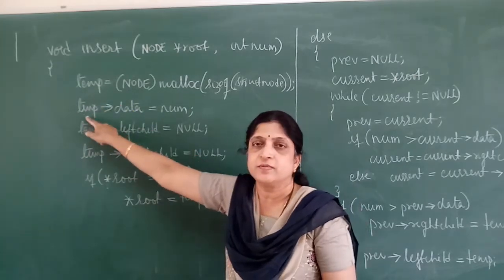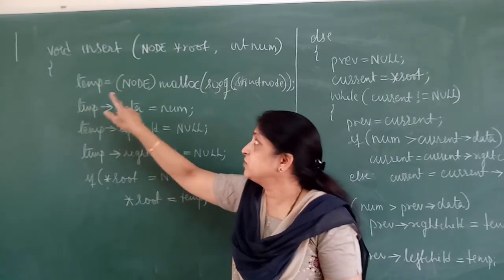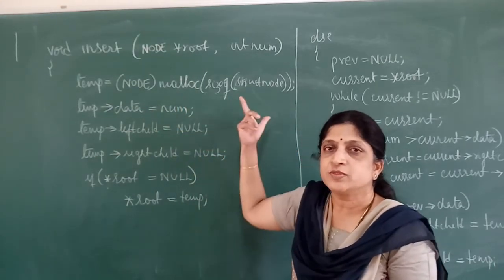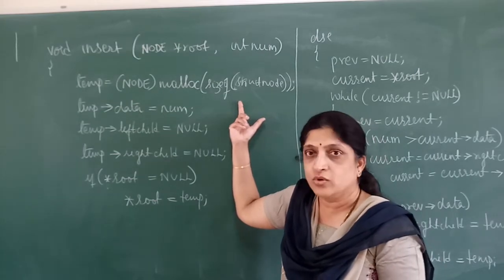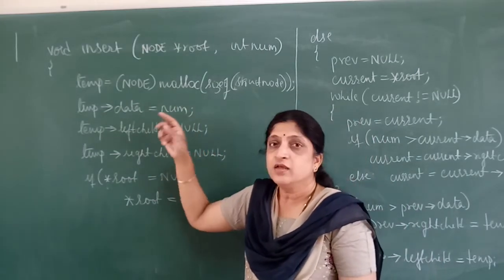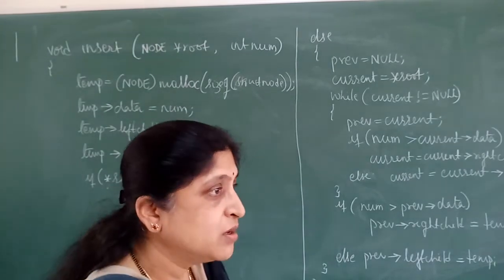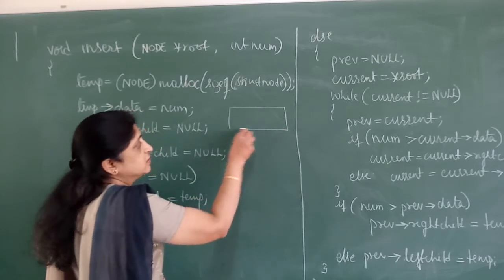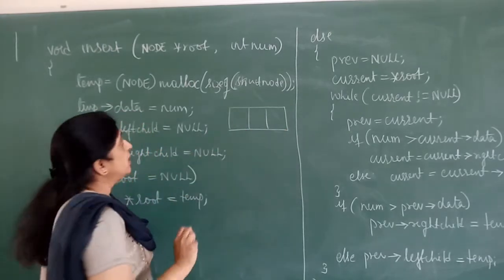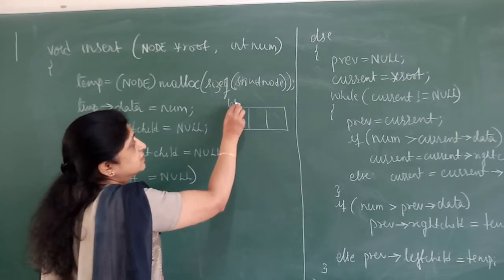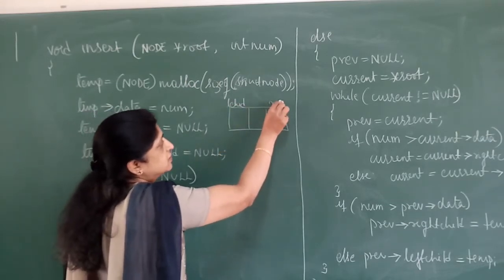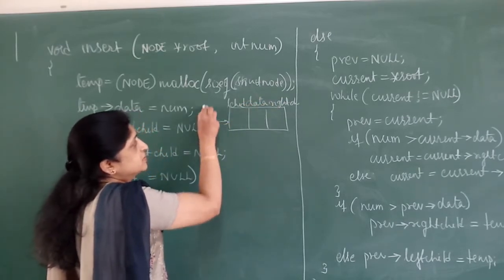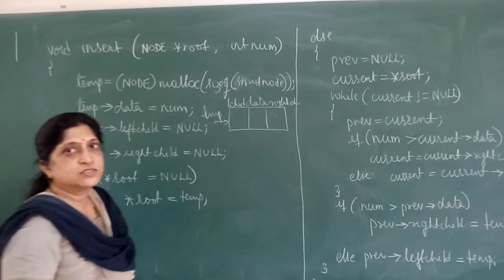So temp is a pointer variable. So temp is equal to node malloc sizeof struct node. So this much memory gets allocated for the node. Now that the node is allocated, we have to write into the data field and the pointer fields. Now what has happened here? Some node has got allocated like this, and this is the left child field, this is the right child field, and this is the data field, and temp is a pointer to this. This is how the memory gets allocated.